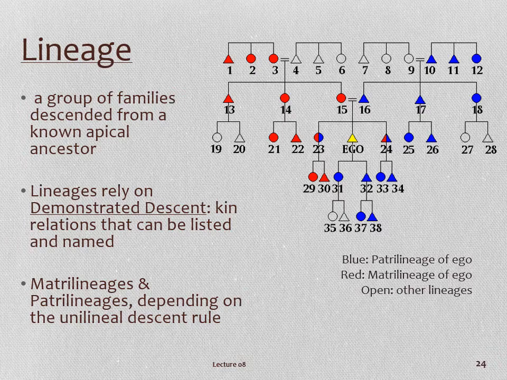They're either matrilineages or patrilineages, depending on how the relationships to the common ancestor are calculated. On this chart, the apical ancestor of the blue patrilineage would be the father of persons 10, 11, and 12. The apical ancestor of the red matrilineage would be the mother of persons 1, 2, and 3. Of course, if a culture follows a patrilineal rule, then patrilineages will be present. Patrilineages aren't important in cultures that follow a matrilineal rule, and vice versa.